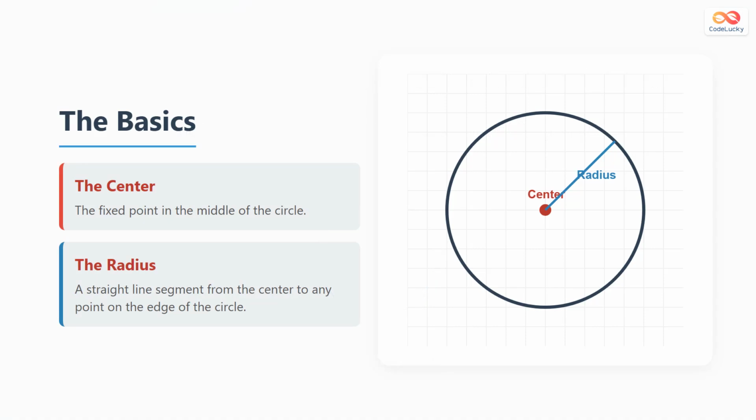First, let's refresh our memory on two key parts of a circle. The center is the fixed point right in the middle. The radius is the distance from that center to any point on the edge. It's like the spoke of a wheel.